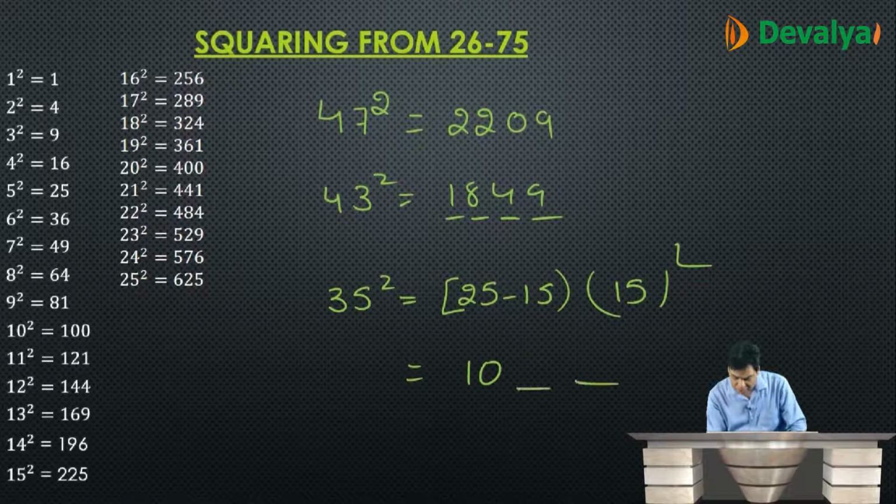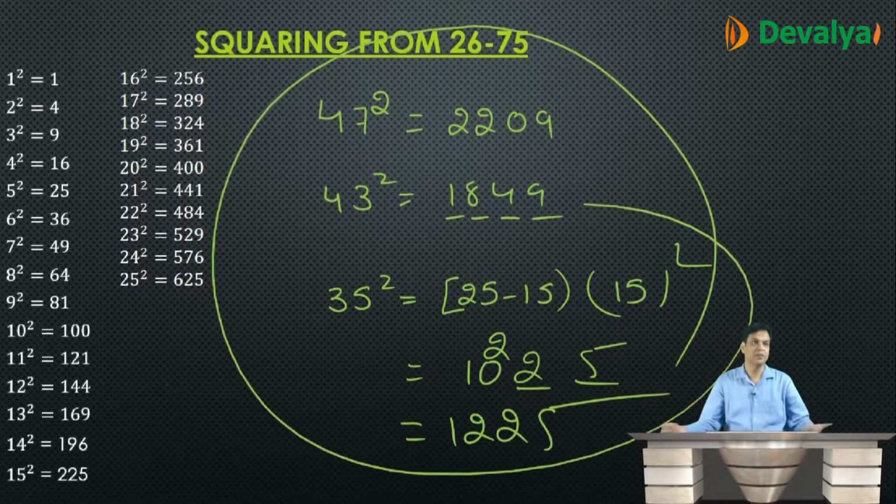These are the last 2 digits. But 15 square is 225, so I am supposed to write 25 here and only 2 is going to be shifted here. It will be 1225. It's simple.